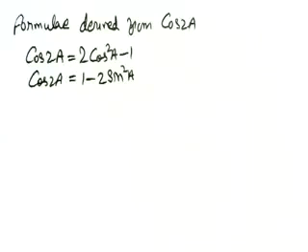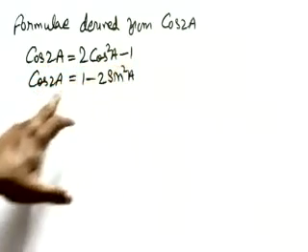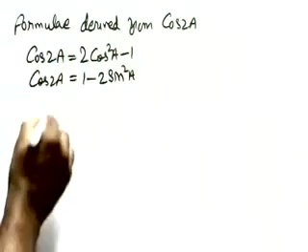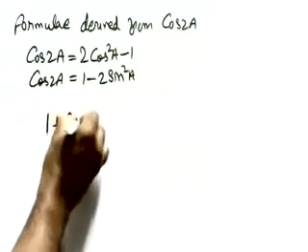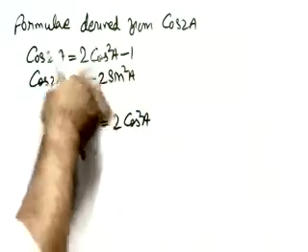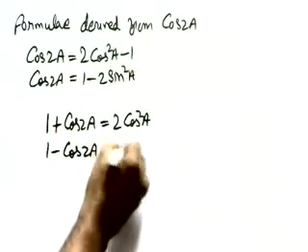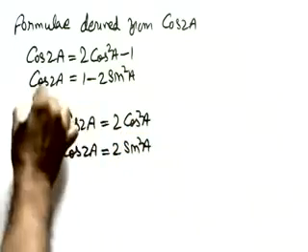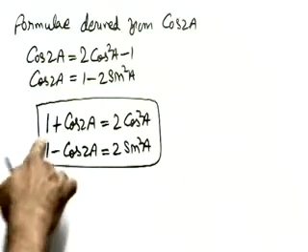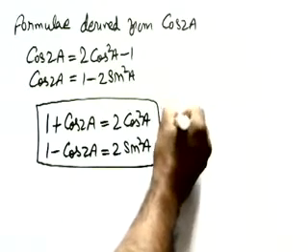Now there are many formulas which we can derive from the cos 2a formulas. One of the cos 2a formulas is 2 cos square a minus 1, and another is 1 minus 2 sin square a. Now watch carefully. If we bring 1 here, 1 plus cos 2a will be 2 cos square a. In the same way, 1 minus cos 2a will be 2 sin square a. We must learn this by heart, as we use it in many questions. So 1 plus cos 2a is 2 cos square a, and 1 minus cos 2a is 2 sin square a.